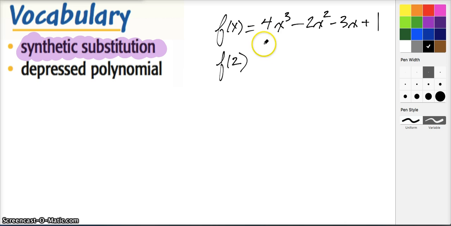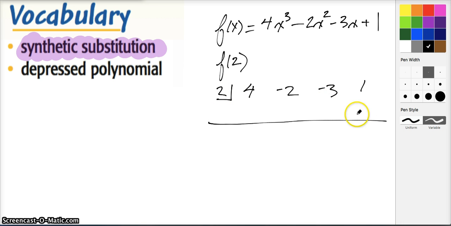We know how to do that. We would multiply 4 times 2 to the third, plus 2 times 2 squared, minus 3 times 2, plus 1. Figure it out, and you've got f of 2. But the other way of doing it, with this process called synthetic substitution, is like you would do with synthetic division. So what you do is you plug a 2 in right there.